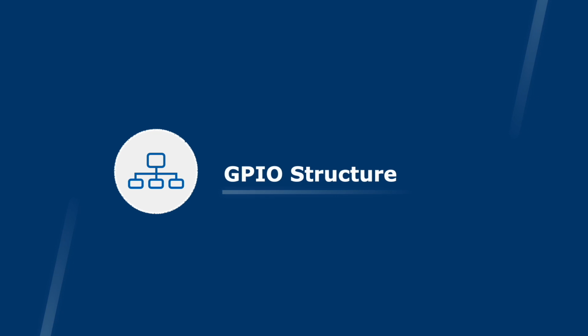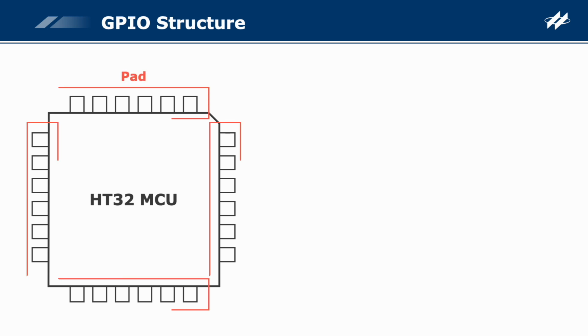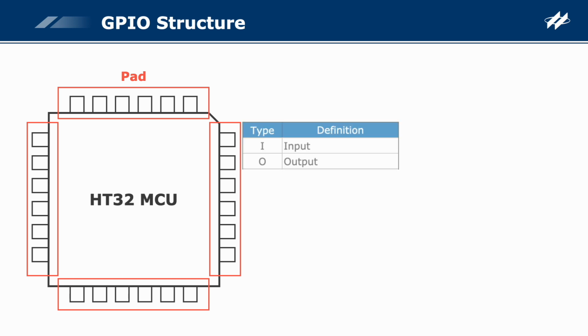GPIO Structure. Before entering the GPIO structure introduction, we'll first introduce the terms related to GPIO and their meanings, and the following is the MCU schematic diagram. The MCU pins in the red boxes are also called pads, which can be divided into I/O pads and power pads, etc. In terms of GPIO types, input and output are just two of them.